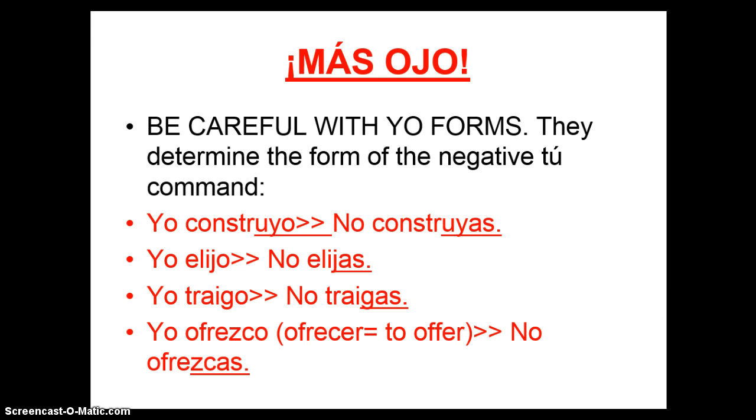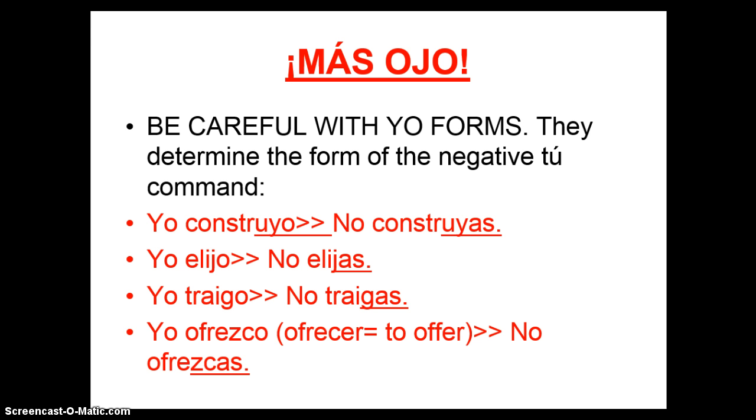Be careful with yo forms. Sometimes they always determine the form of the negative tú command. So sometimes we have yo forms that you may have forgotten or are somewhat irregular, and they apply. They change the negative tú command. So if we have yo construyo, the negative tú command is going to be no construyas. Yo elijo has a J in it, so we keep the J in the negative command, no elijas.